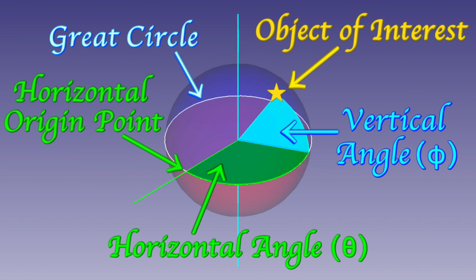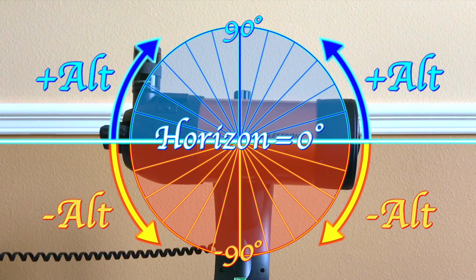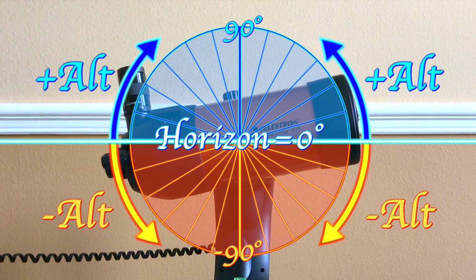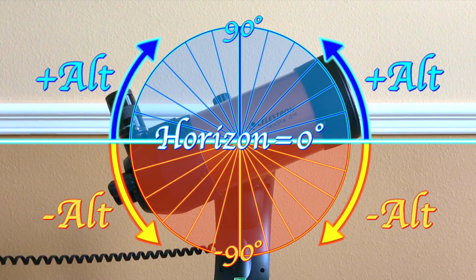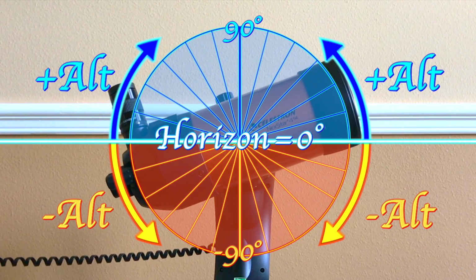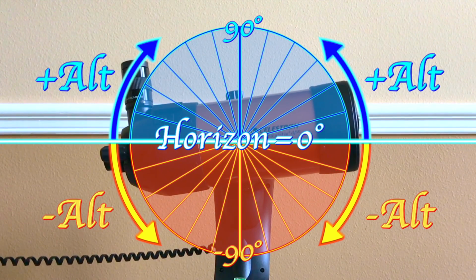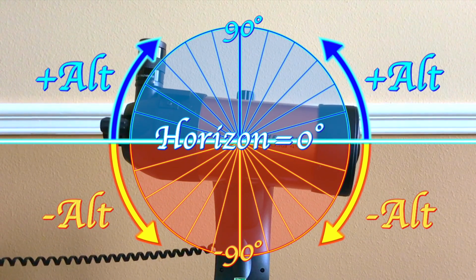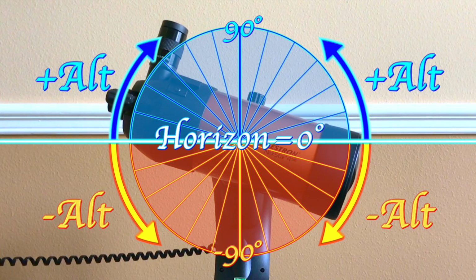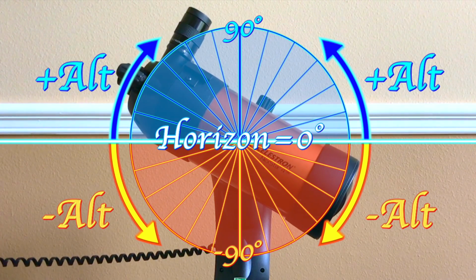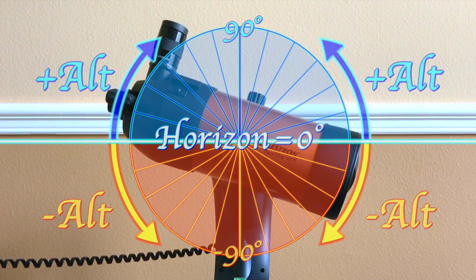The two coordinates in each system are similar in their function as they measure the vertical and horizontal angles of an object based on the origin point or great circle of each system. The embodiment of the vertical angle in the horizontal system is altitude, which is used to measure the vertical angular offset relative to the horizon, which represents an altitude of 0. Positive altitude represents angles above the horizon with a maximum of 90 degrees, while negative altitude represents angles below the horizon with a minimum value of negative 90 degrees.